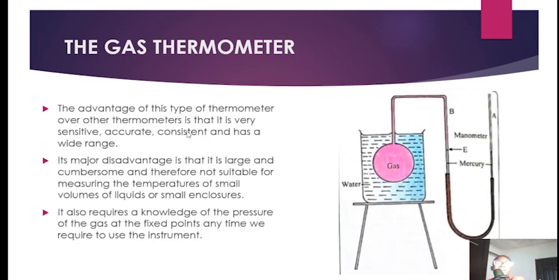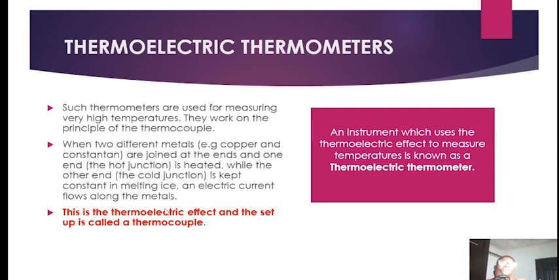The advantage of this type of thermometer over other thermometers is that it is very sensitive, accurate, consistent, and has a wide range. Its major disadvantage is that it is large and cumbersome and therefore not suitable for measuring the temperatures of small volumes of liquid or small enclosures. It also requires a knowledge of the pressure of the gas at the fixed point any time we use this instrument. So it's kind of more complex than the normal mercury in glass thermometer.